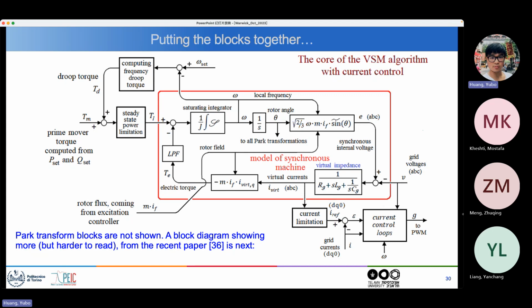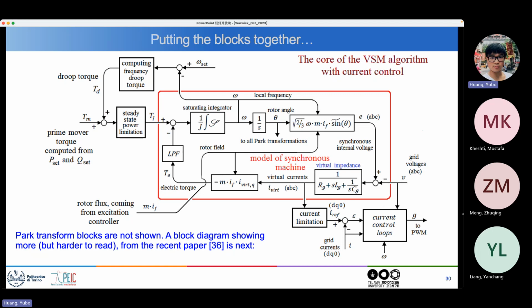Another difference is that you have a low-pass filter on the top to prevent some noises, and you have a saturation block on the integrator that gives you the angular velocity, because you want to prevent your angular velocity from reaching 100 Hertz or 30 Hertz. You give it certain limits that you don't allow it to get out of. Otherwise, this red block is exactly like a synchronous machine.